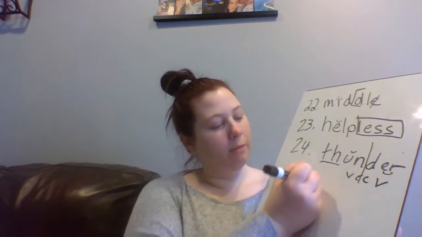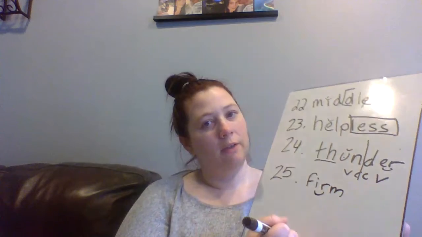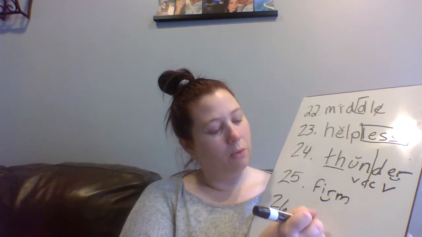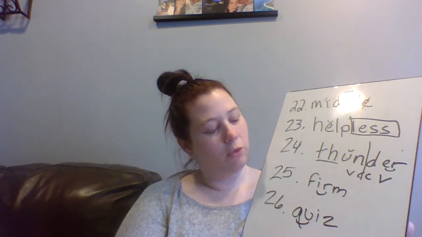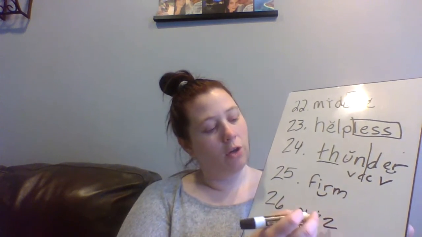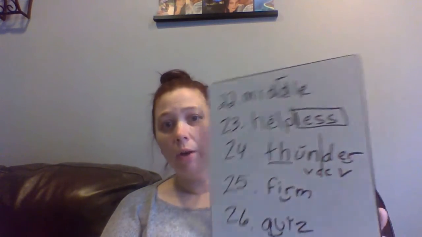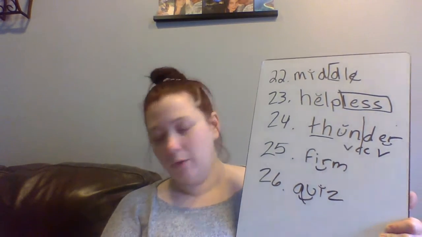25, firm. This is a simple one. We just have our IR combination. It gets a little arc under it. And 26, quiz. We have our QU combination, so it gets an arc under it, and then just vowel consonant, so the I gets a breve. All right, go ahead and make sure you have those. Also draw a line from the word that matches the picture.